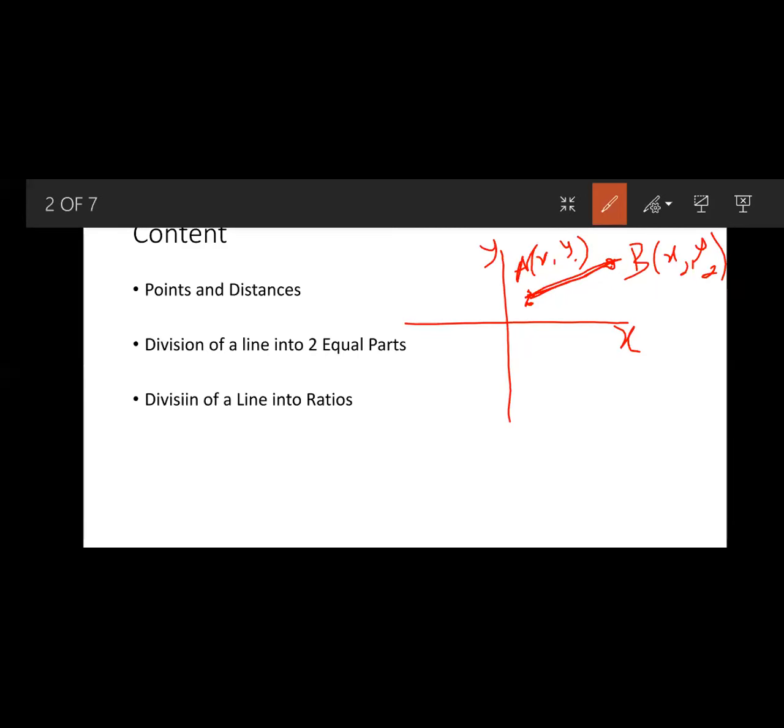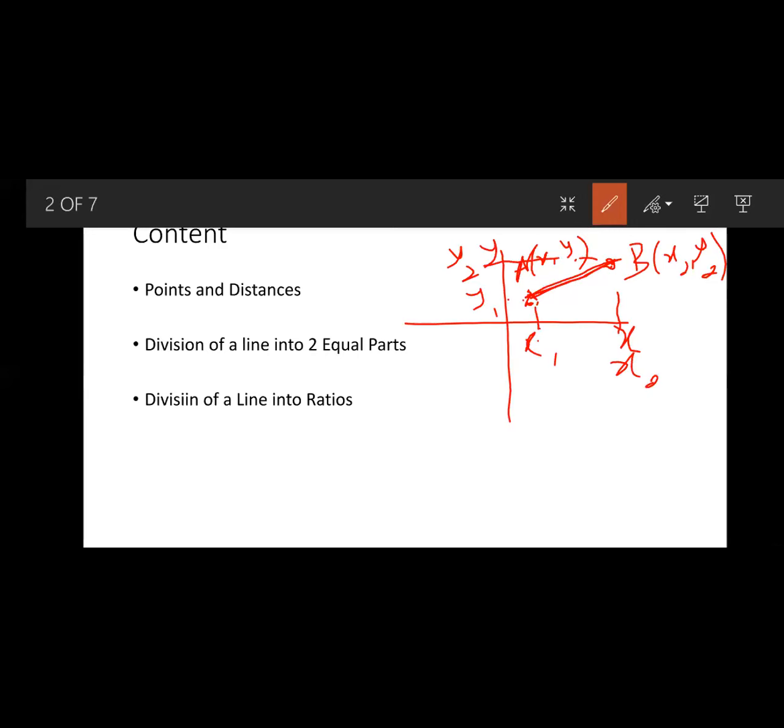So in this case, our (x1, y1): this is our x1, and this is our y1. When you trace this one down, this is our x2, and when you trace this up, this is our y2. So in such a case, how do we get the distance?